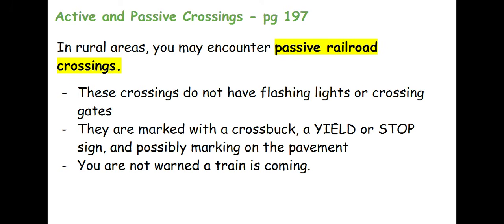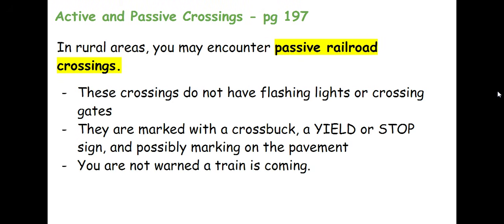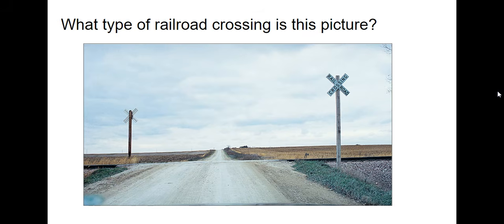So you're going to have to be very cautious and approach it as a yield sign or a stop sign so that you can be sure that it's safe to go across that crossing. So this is what you will see primarily in rural areas. Before you saw this cross buck, there was that warning sign 750 feet ahead of this crossing. So again, you need to approach it slowly, yield, look, be sure it's safe, and then cross safely.